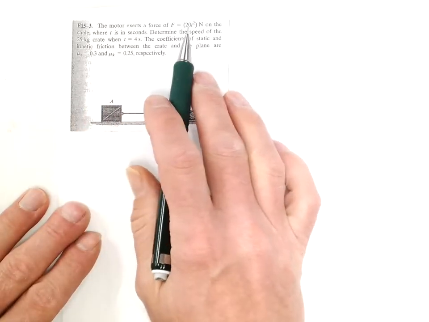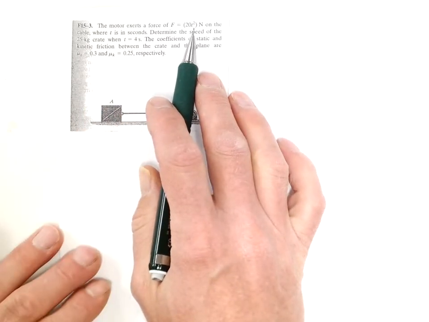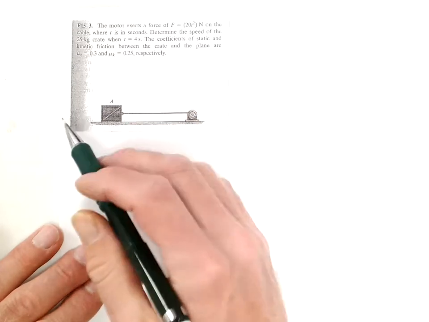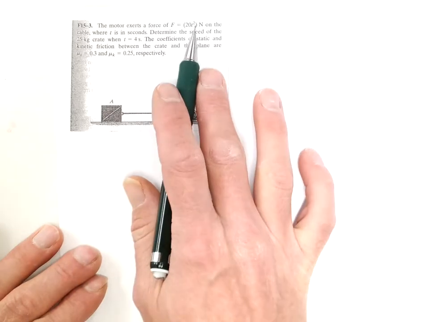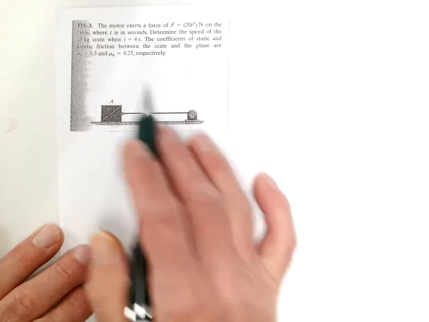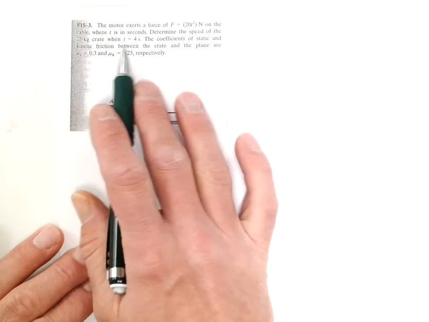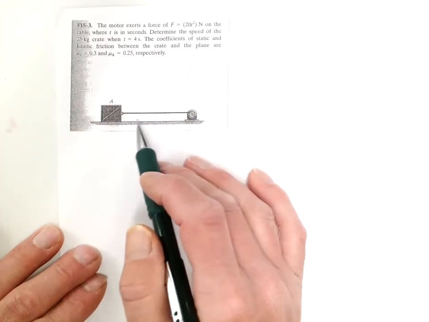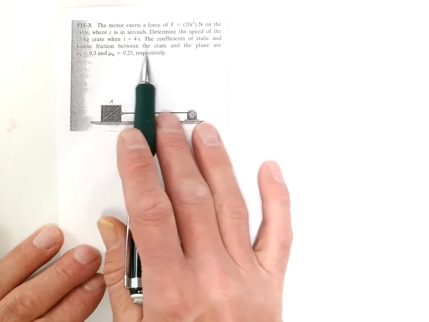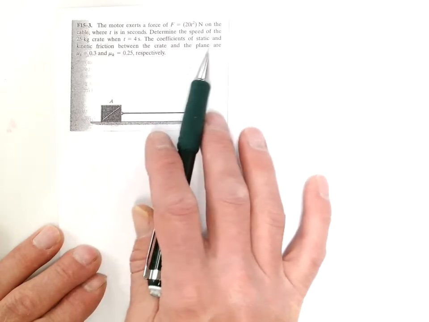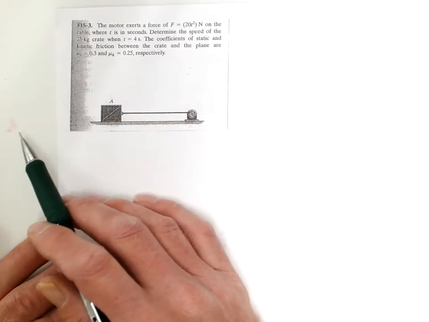Motor exerts a force of 20t squared on the cable. So the cable is rolling in, and the force is increasing with t in seconds. Determine the speed of the 25 kilogram crate when t equals 4 seconds. The coefficients of static and kinetic friction between the crate and the plate are 0.3 and 0.25.